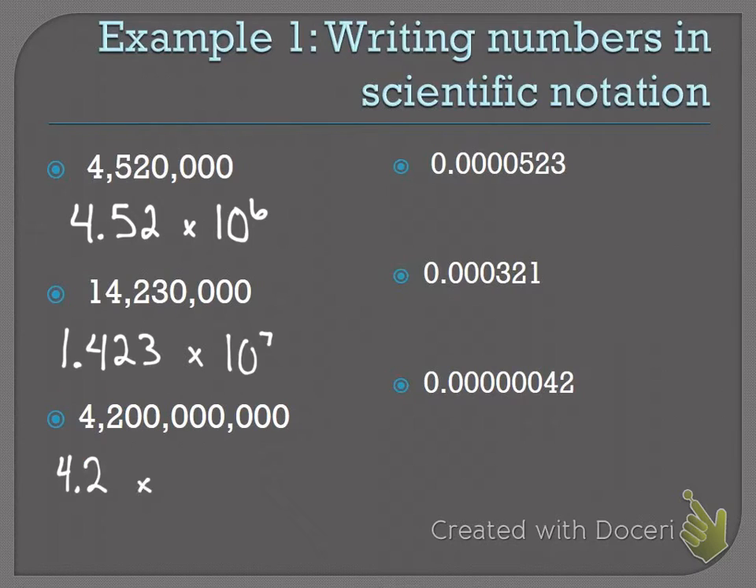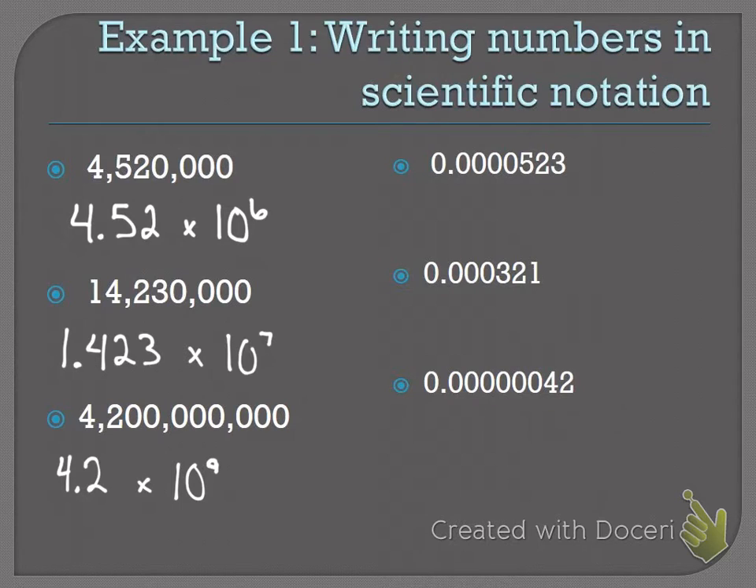4.2 times 10 to the 9th power, because I went 3, 6, 9 to get to 4.2. All right, times 10 to the 9th power. Now, in the second set of numbers, I'm going the other way because now I'm dealing with really, really small numbers. But my rule is still the same about the decimal value. I need to place my new decimal after the first non-zero number.